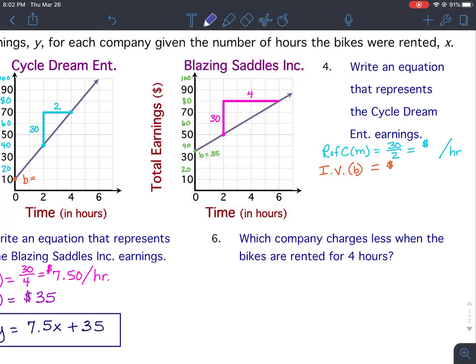So take the information that you found right here, put m in front of x and b behind x. Go ahead and write your equation for Cycle Dream. You can pause the video and write your equation for Cycle Dream.